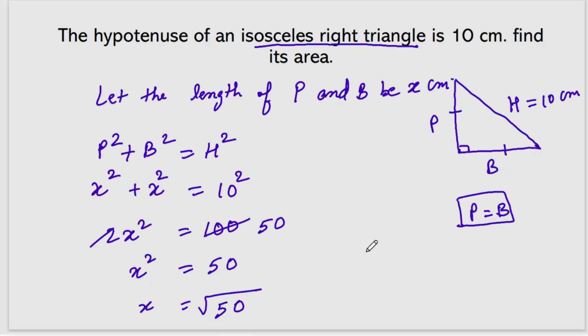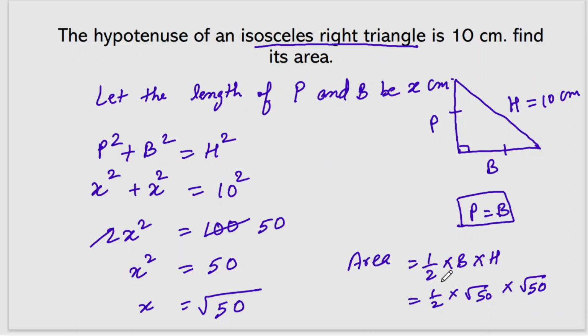Now, they have asked me to find the area of triangle. So area equal to half into base into height. So half, what is base? Base is root 50. And what is height? Is also root 50. Okay. Many people will get confused here, so I will write here. This is your base into height, not your hypotenuse. So you can cancel out. You will get 25 centimeter square. Okay.